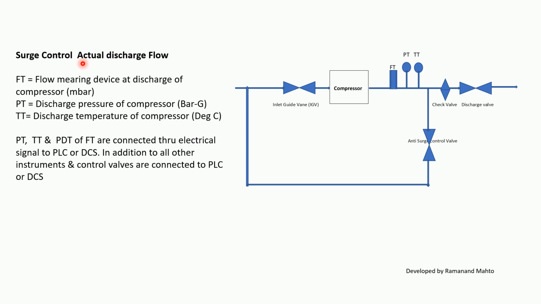So, surge control for actual discharge flow. FT is the flow measuring device at the discharge of the compressor, measured in millibar. It can be any other unit. PT is the discharge pressure of the compressor close to that FT, in bar gauge. TT is the discharge temperature of the compressor close to the FT, in degree Celsius. PT, TT and PDT of the FT are connected through electrical signals to the PLC or DCS. In addition to these, all other instrumentation and control are also connected to the PLC or DCS.